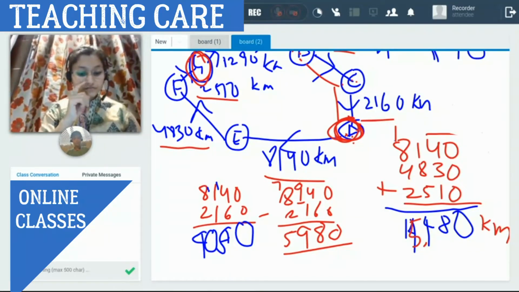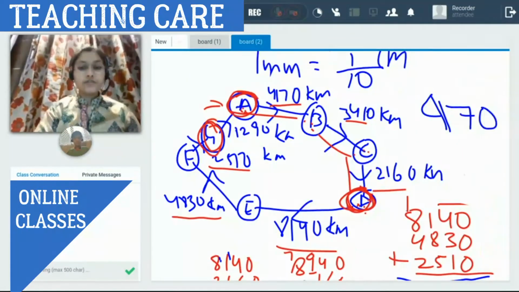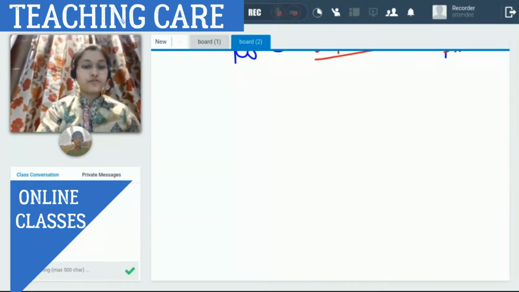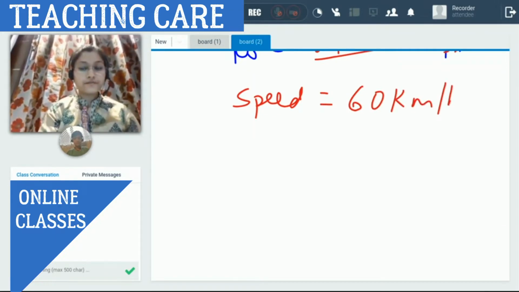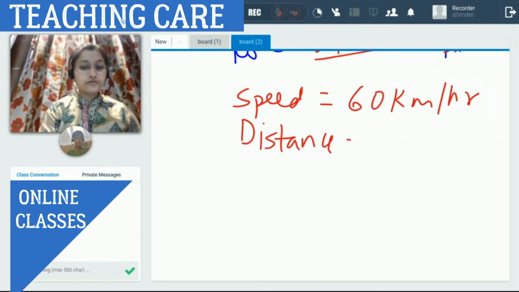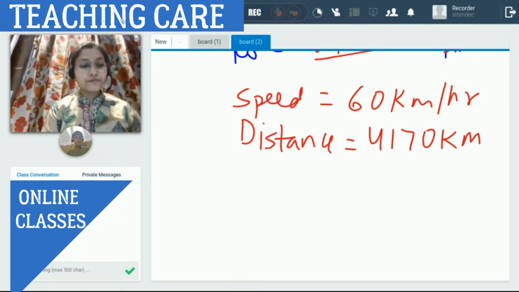Any doubt? Last part of this question. Find out the time taken by the bus to reach A to B. Now, we need to calculate the time taken by the bus. In the starting, they have given us the speed of the bus. Speed they have already told us, that is 60 km per hour. Now, for calculating the time, we need the distance also. So, distance from A to B is given to be 4170 km. Now, I can calculate the time.